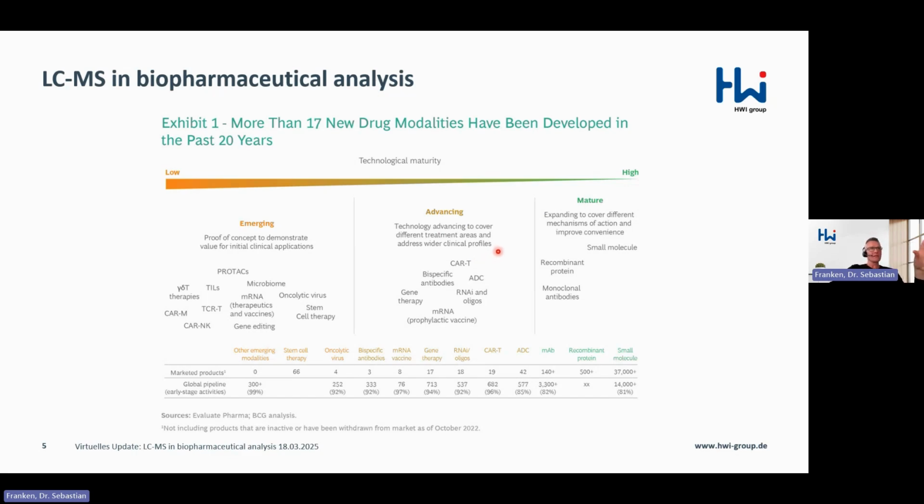the maturity of the approaches decreases, but I think it's fair to say that the complexity of these therapeutics that we see here and that are advancing and emerging increases more and more. So what does it tell us? These are the therapeutics of tomorrow and the day after tomorrow. This is what is going to come.